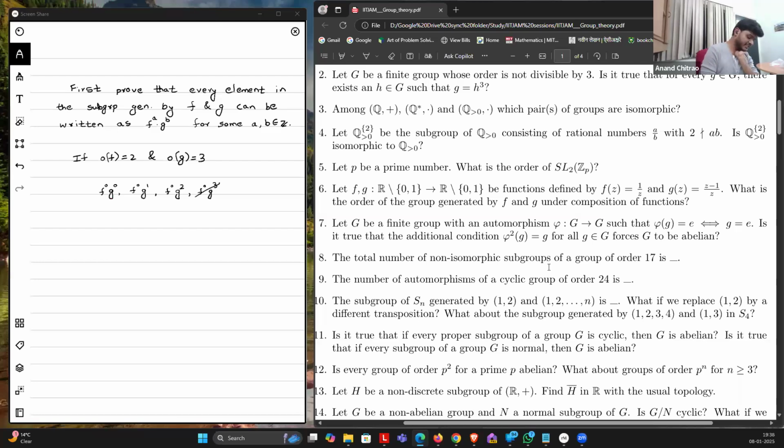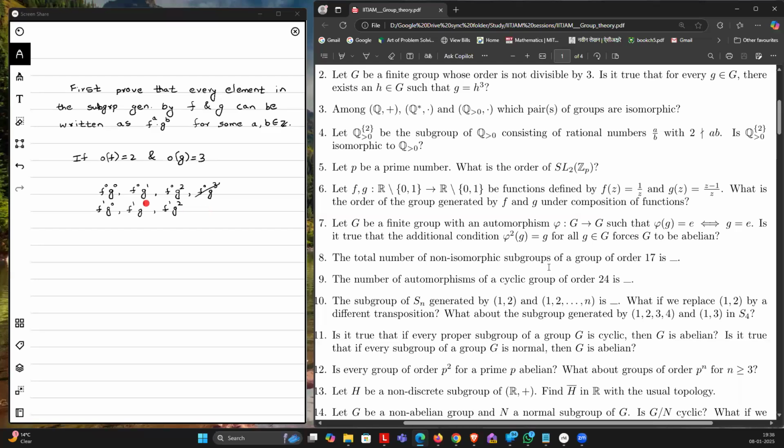Then you can start by changing the power of f. f1, g0, then f1, g1, f1, g2. Can you write f1, g3? What is f1, g3? It is again f1, g0. Right. Now, what about f2, g0? What is f2, g0? It is f0, g0. So looks like these are the only elements, right?